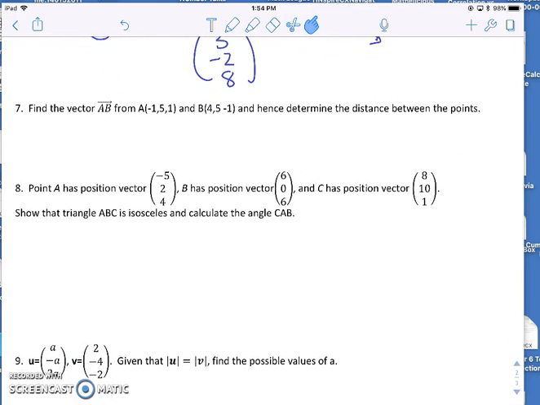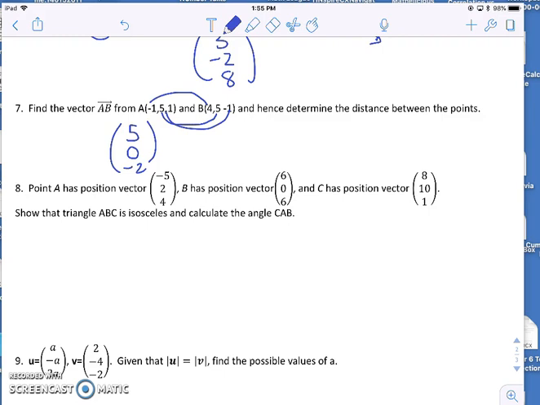Find the vector from A to B and hence determine the distance between the points. So from A to B, negative 1 to 4, we go up 5. 5 to 5, so that would be 0. 1 to negative 1, down 2.